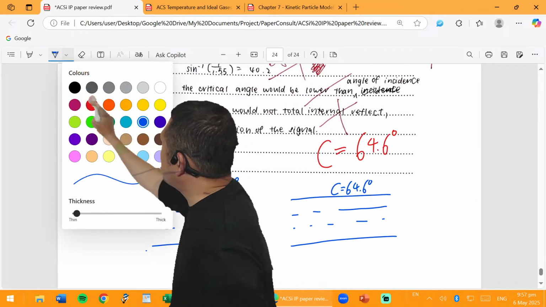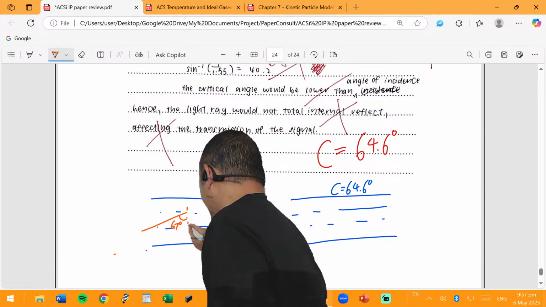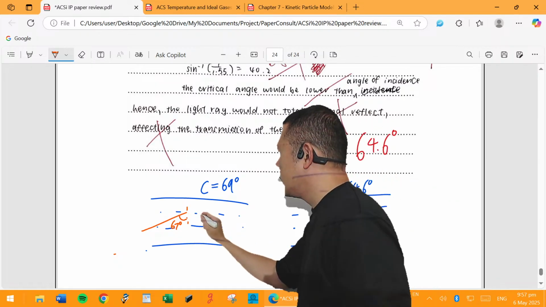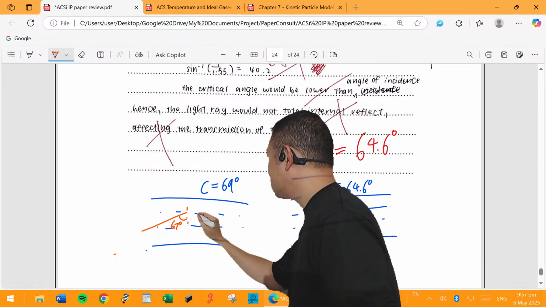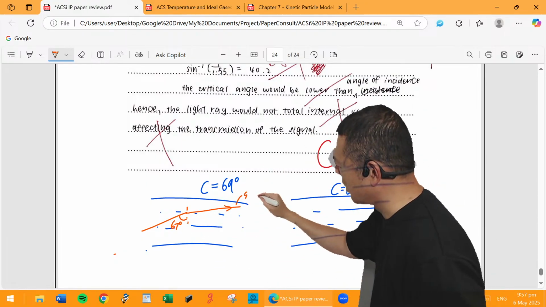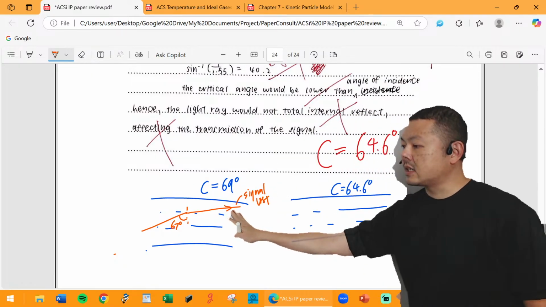Now, if you have light rays that attack at 67 degrees, what will happen to this one? This light ray will refract into the cladding, and then the signal is lost. The data is lost here already.